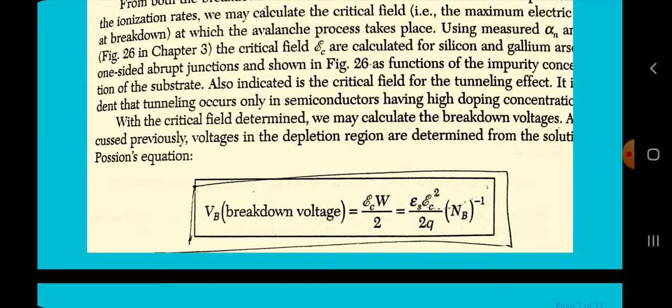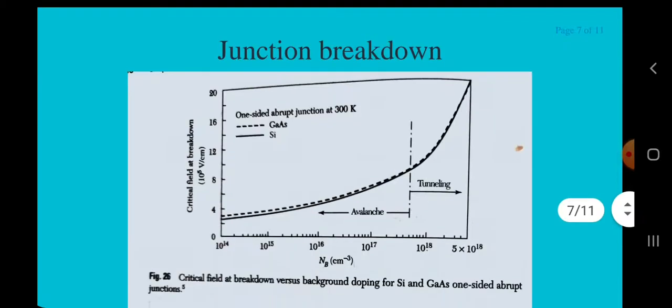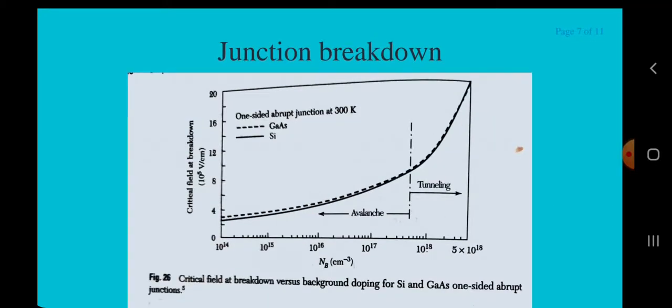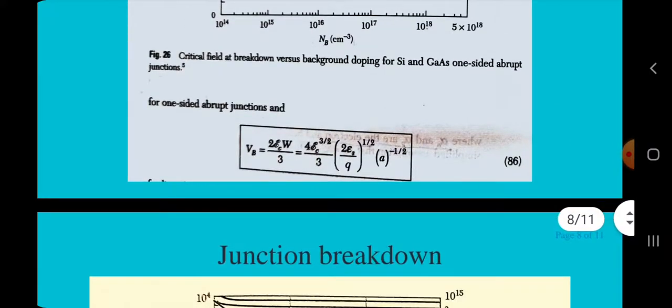So the breakdown voltage VB can be written as EC W by 2, that is equal to EC into epsilon S divided by 2Q NB to the power of minus 1, for a one-sided abrupt junction. And VB is equal to 2 EC W by 3, which is equal to 4 EC to the power 3 by 2 divided by 3, into 2 epsilon S by Q to the power of half, A to the power of minus 1 by 2, for linearly graded junctions, where NB is the background doping of the lightly doped side. Epsilon S is the semiconductor permittivity and A is the impurity gradient.